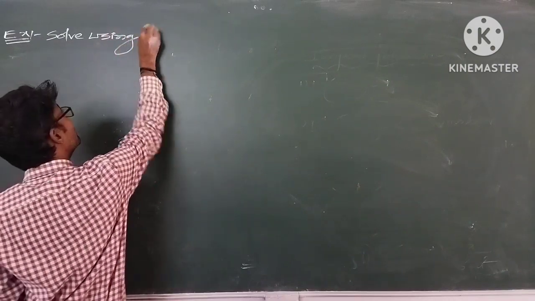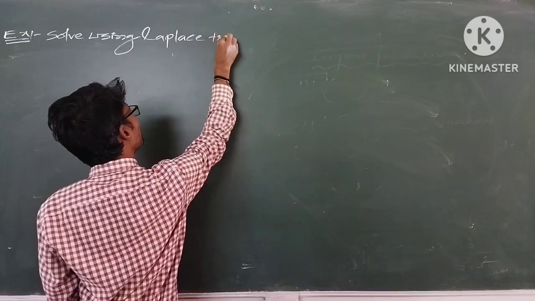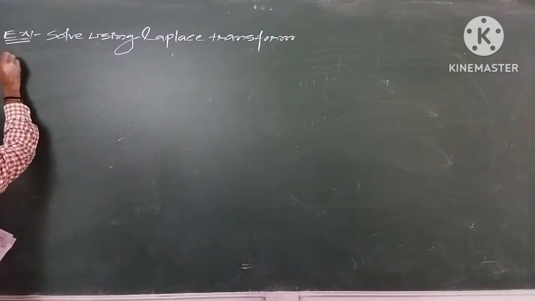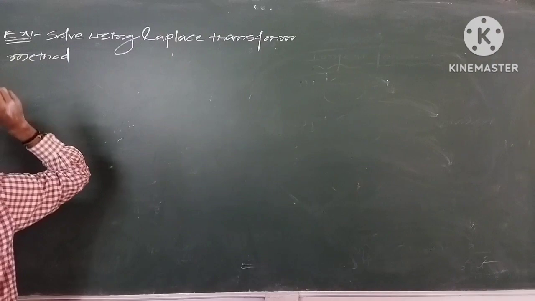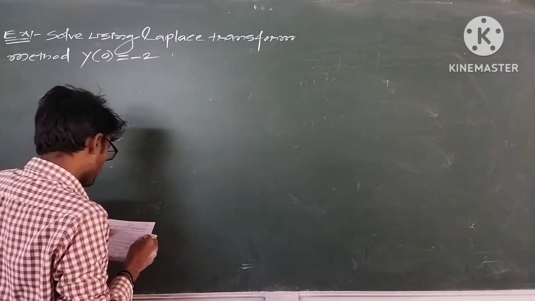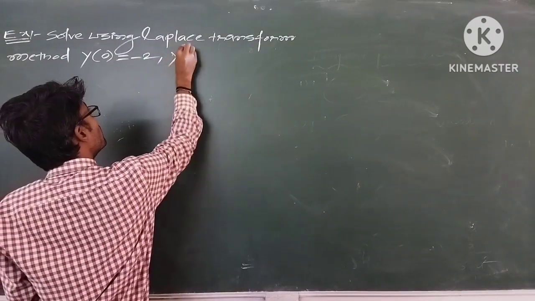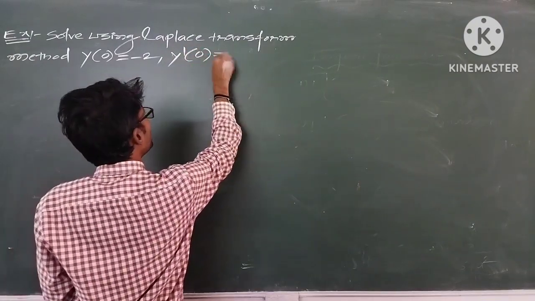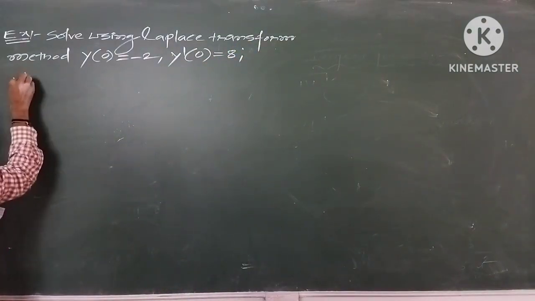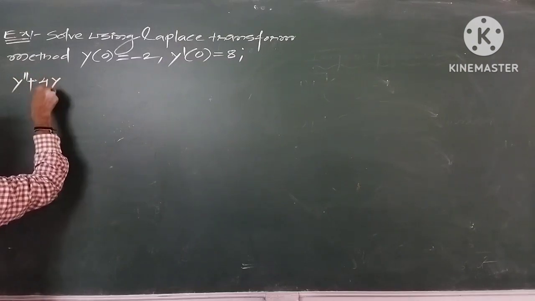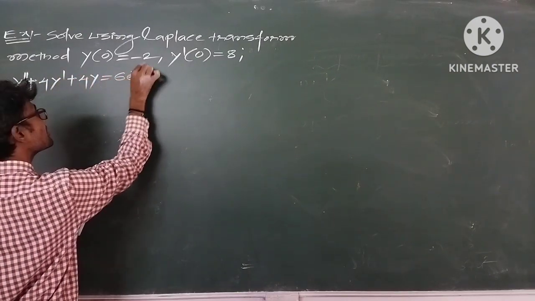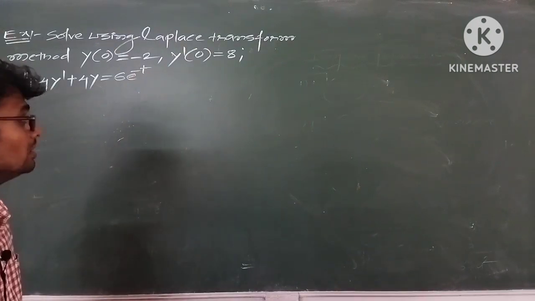Solve using the Laplace transform method. y of 0 is equal to minus 2, y dash of 0 is equal to 8, y double dash plus 4y dash plus 4y is equal to 6 into e raised to minus t.